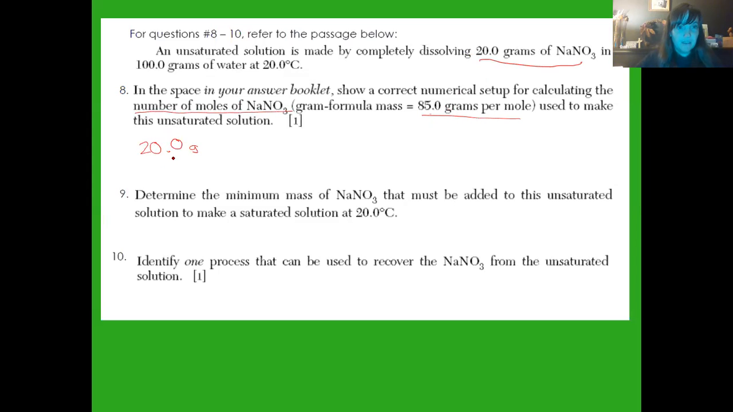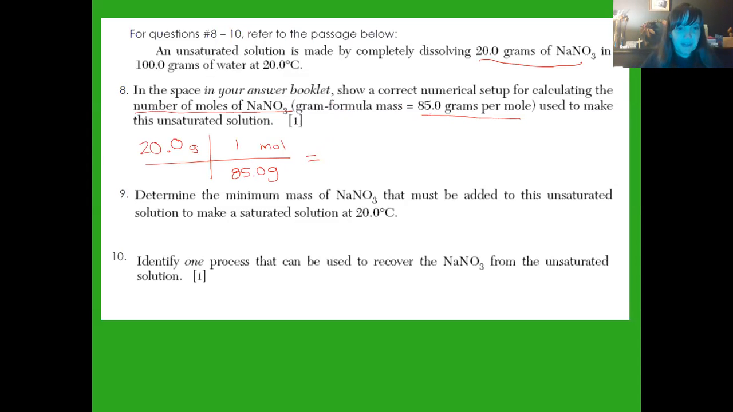20 grams. Sorry, start with the grams, 20 grams. Okay, if you've got a unit that has to go down below, where do you put that unit? Down below. Have a unit that I love, put that unit up above. They tell us the gram formula mass is 1 mole weighs 85 grams. So it actually just says show a setup. It doesn't say find the answer, so I'm going to leave it at that.